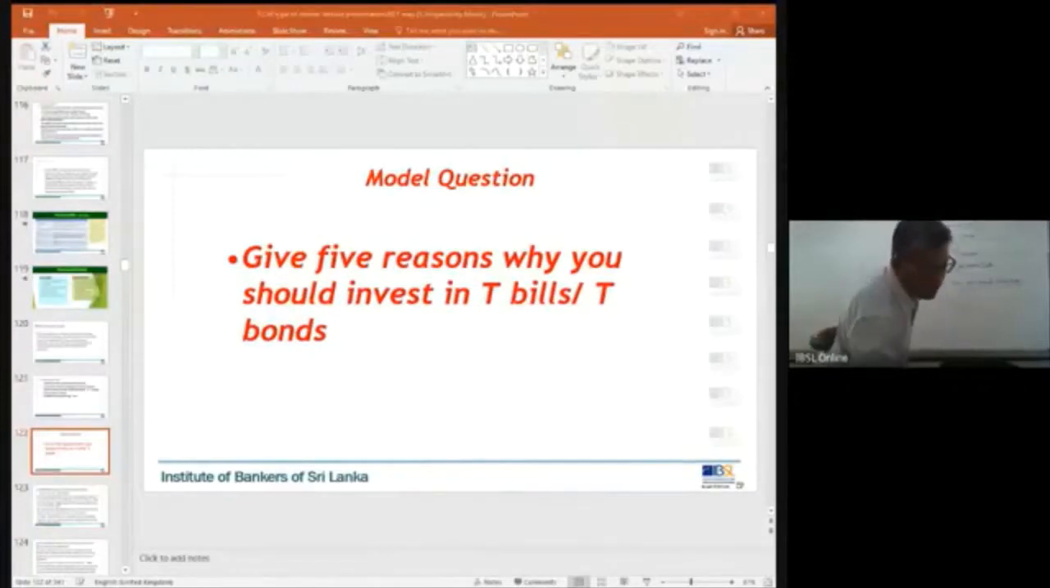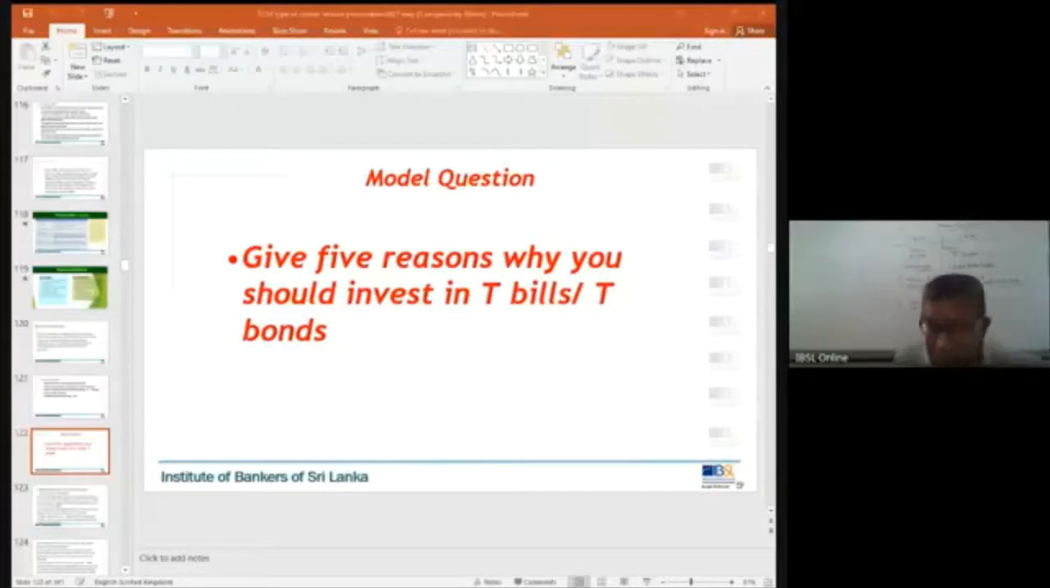Short term debt is issued under what law? Act number 8 of 1923 permitted the issue of treasury bills. Here we say the treasury bond is under Act number 7 of 1937. Short term T-bills, T-bonds. Okay, so that's enough. No, that's more than enough. Right. Okay, clear.